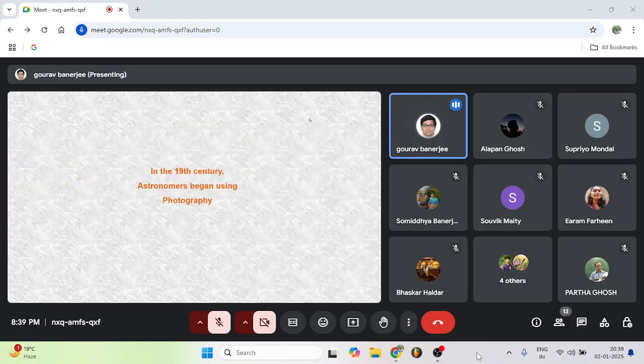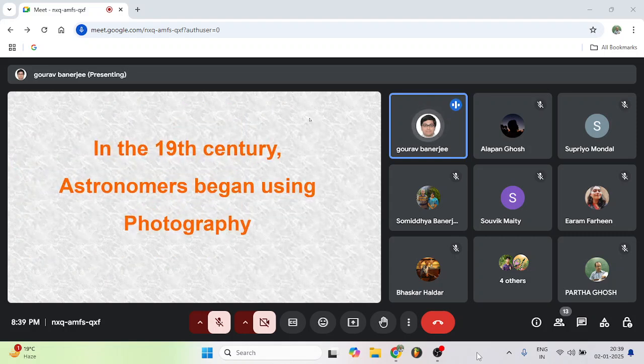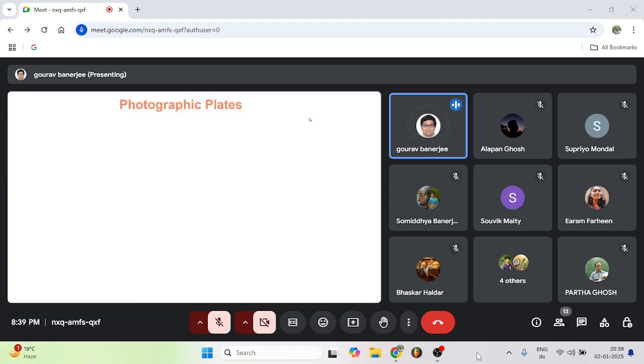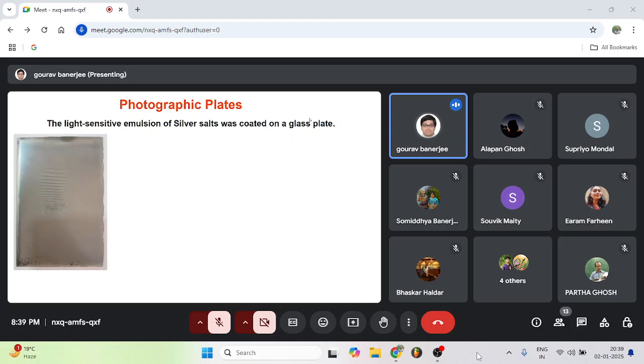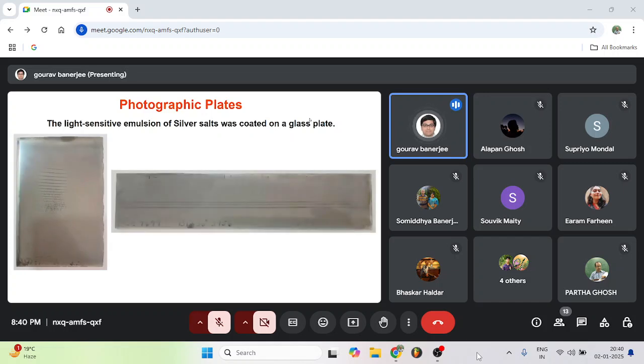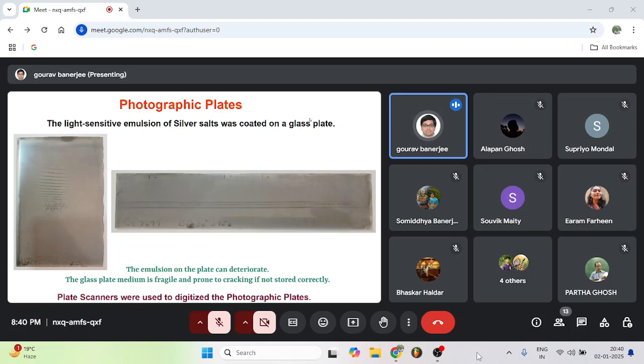Then actual photography began from the 19th century, and the first detector was the photographic plate. So it's like a solid glass or plastic plate coated with silver salt. When it is exposed to light, it records the images.